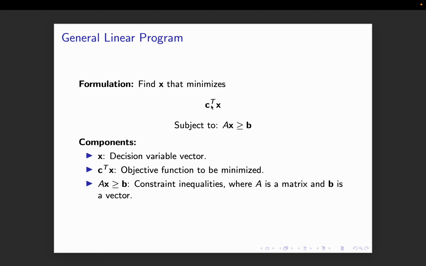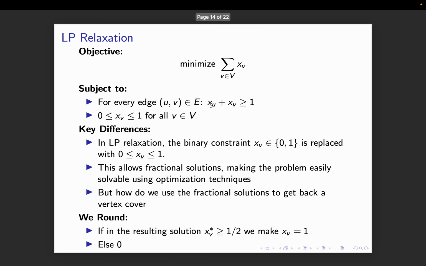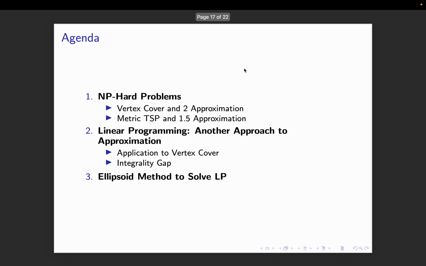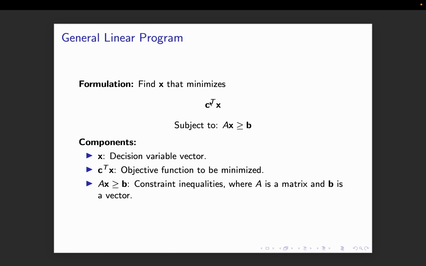So c transpose x, what does this mean? Here the minimization was just the sum over all xv's, right? So if I put all of these xv's in a column vector and call it x, c transpose is another weight vector. In the vertex cover problem, c is just a vector of ones, like a unit vector, so to speak. So this is just the sum over all x.